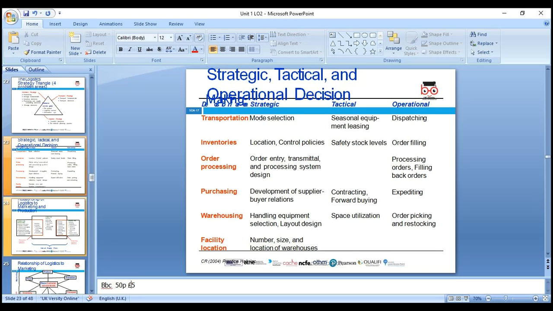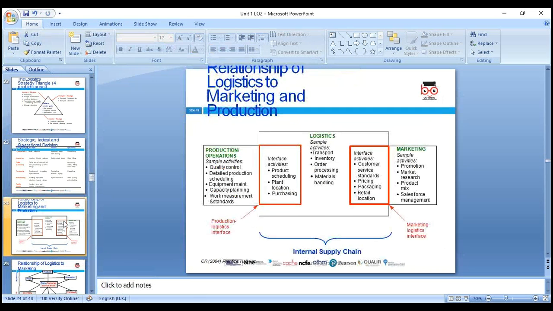So, tactics: we can look at operational dispatching and order filling. A lot of courier companies use these sorts of techniques, or where you are working as well, your own experience. In production operations, we can look at quality control details. We look at what interface activities we can have: product scheduling, plant location, purchasing, logistics. Of course, we can plan and we can link with marketing.